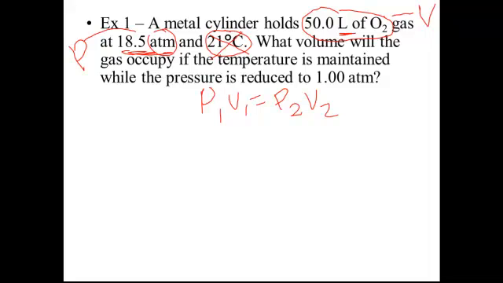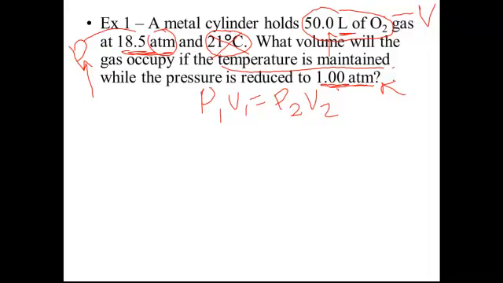What volume will the gas occupy if the temperature is maintained? So again, there it is telling us the temperature is not going to change, but the pressure is being reduced to 1 atmosphere. So we know that the gas is initially at 50 liters and that pressure, and the pressure is going to go down to 1.